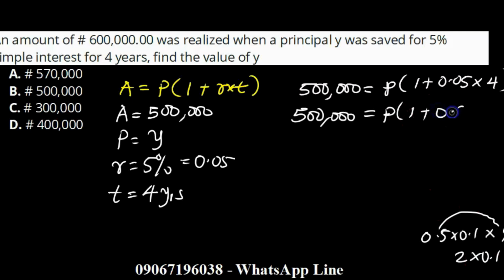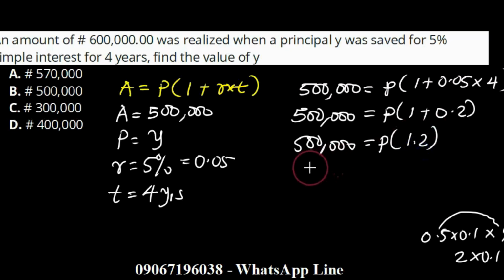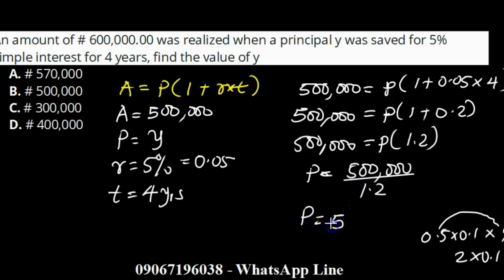So 500,000 is equal to P times 1 plus 0.2, which is 1.2. So P is going to be 500,000 divided by 1.2. Please take note, this amount is 600,000, not 500,000. Let's take note of this, please. This is 600,000. Take note about that correction, 600,000.